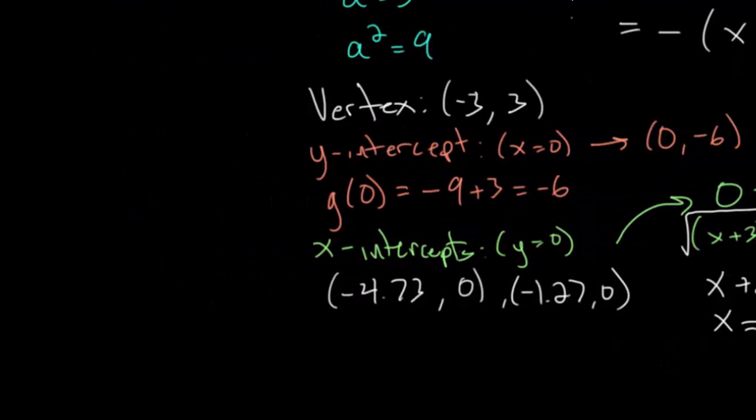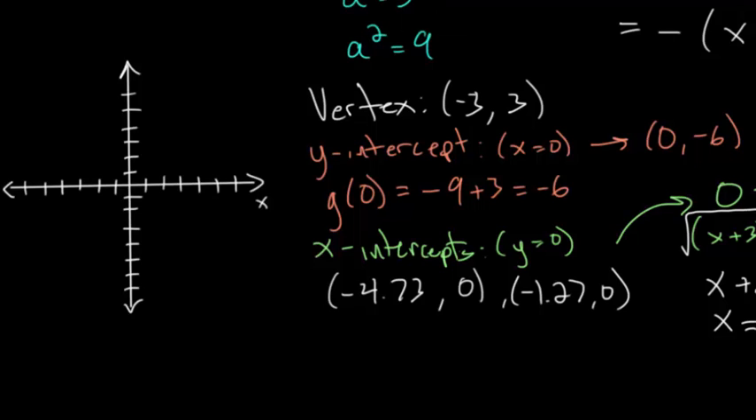So let me create a coordinate plane so that we can actually draw this. So let's start with our vertex at -3, 3. So that's up here. And then we can do the y-intercept. That's at 0, -6. So 1, 2, 3, 4, 5, 6 right here. And the x-intercepts at -4.73. So that's about right there. And at -1.27, about right there.